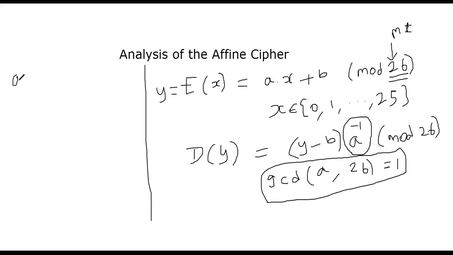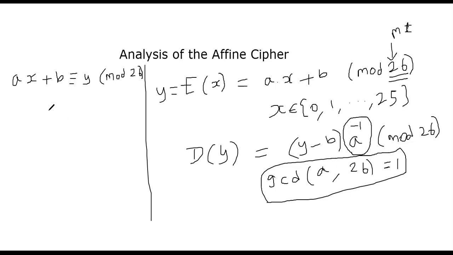As a sender, I take A and B as secrets, and the receiver also should have the same A and B. Somehow they agree on A and B before the communication. The sender sends this value: he or she computes Ax plus B, performs mod 26, and sends the Y to the receiver. We need to argue why this is a one-to-one function. The reason why it is a one-to-one function is as follows.